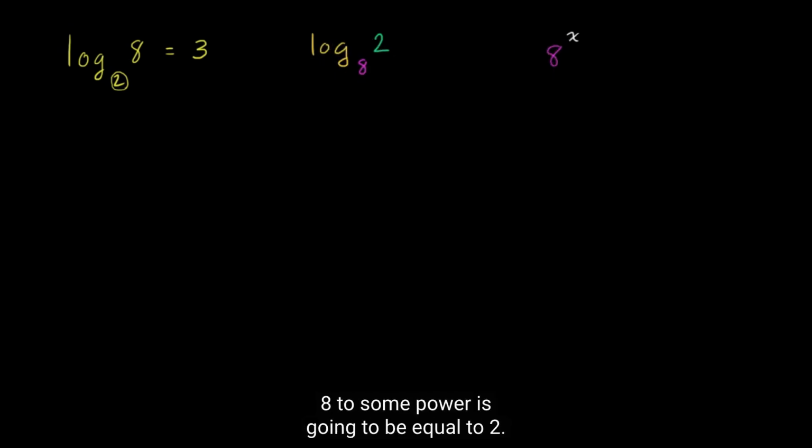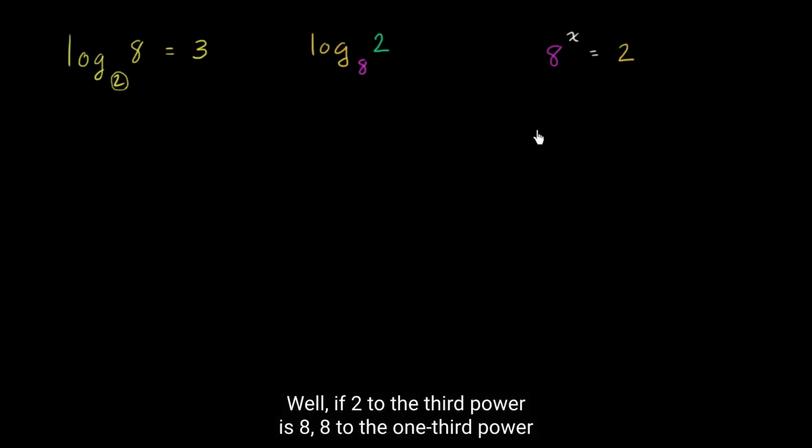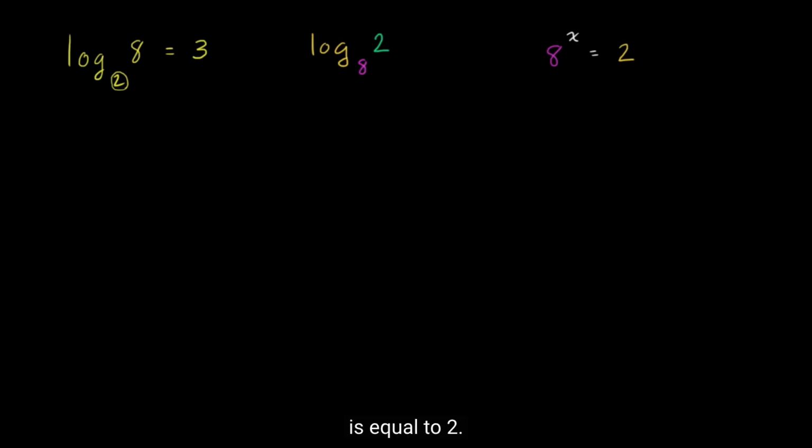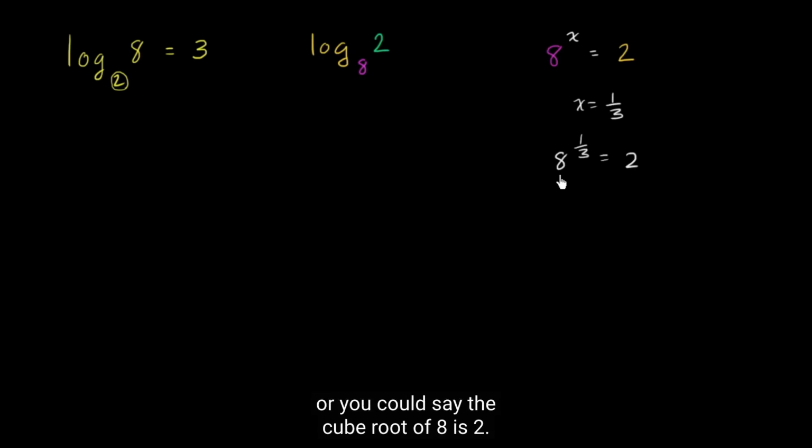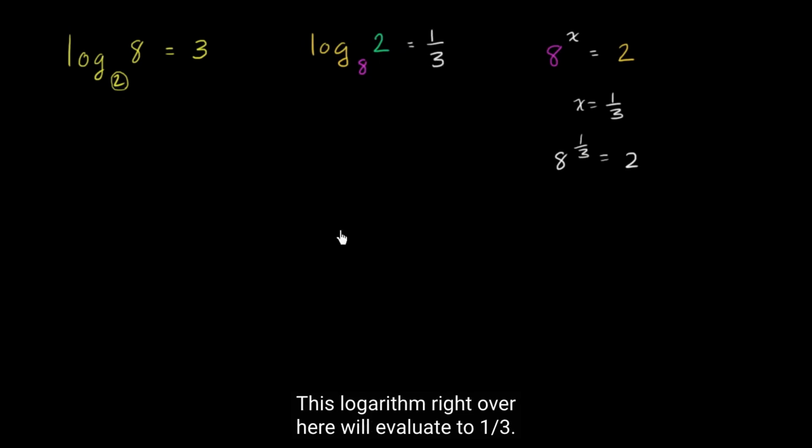8 to some power is going to be equal to 2. Well, if 2 to the third power is 8, 8 to the 1/3 power is equal to 2. So x is equal to 1/3. 8 to the 1/3 power is equal to 2, or you could say the cube root of 8 is 2. So in this case, x is 1/3. This logarithm right over here will evaluate to 1/3. Fascinating. Let's mix it up a little bit more.